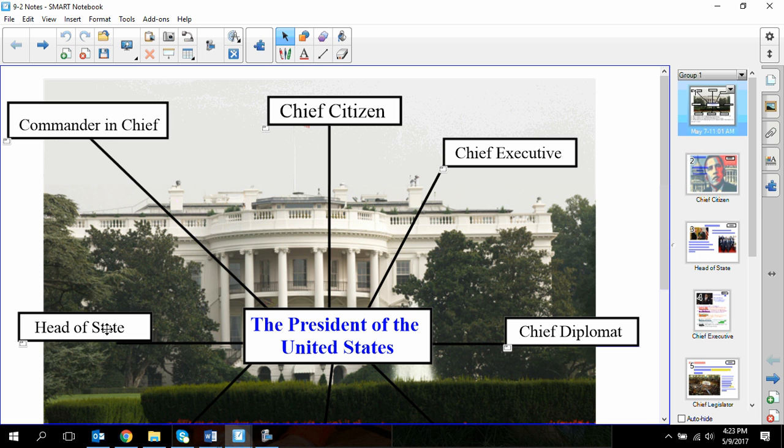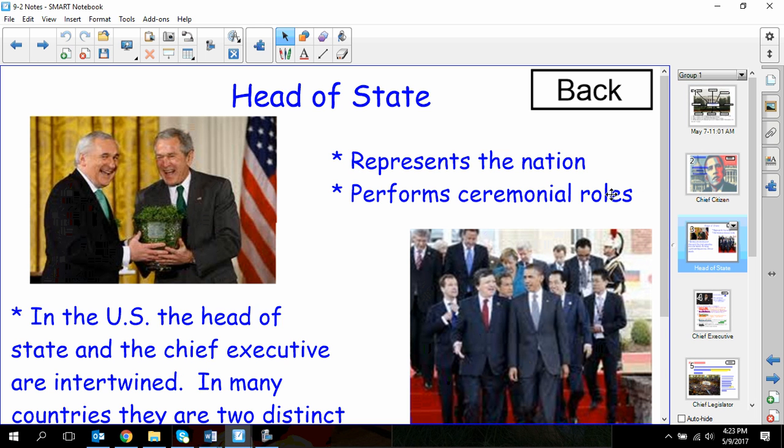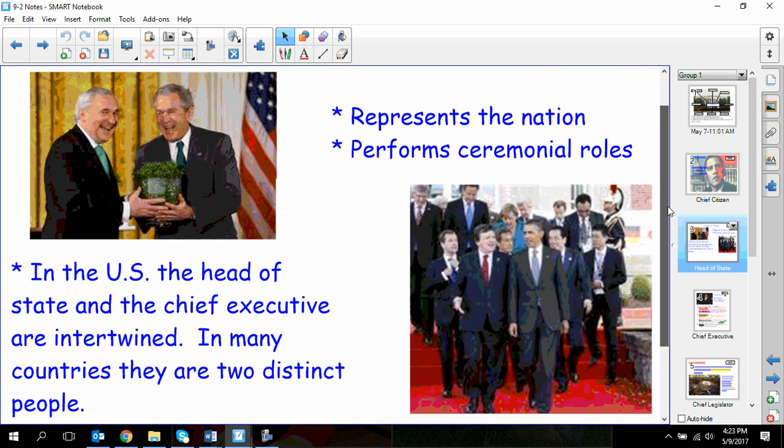Okay? The president acts as head of state. And a head of state is basically that he is the chief executive and the head of state, two people that are intertwined. He represents our nation. He performs ceremonial roles. In a lot of countries, that's two distinct people. For example, in England, the Queen of England is seen as the head of state. She does all the ceremonial things. And then the British Prime Minister, who lives on Downing Street, is the one that's in charge of the government. In our country, you have to do both.